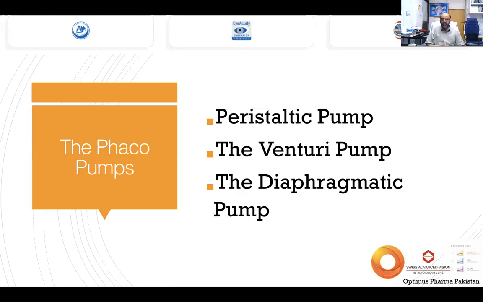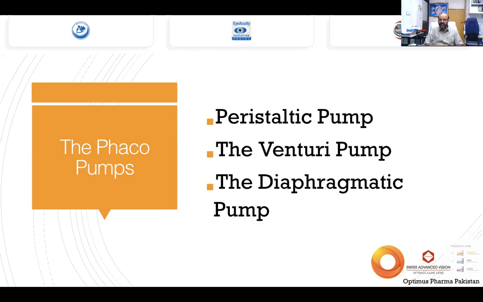The pumps by which the vacuum is generated: first, let's clear what this vacuum is. You see, the idea was got from scaling of the teeth by Charles Kelman. But the teeth are a fixed tissue. For any hard thing to divide it into pieces, you have to fix it. So how to fix this very fragile lens of the eye, the cataract, where you have to preserve and save the capsule and the zonules, but you have to take this hard nucleus out? This is where the concept of vacuum came.